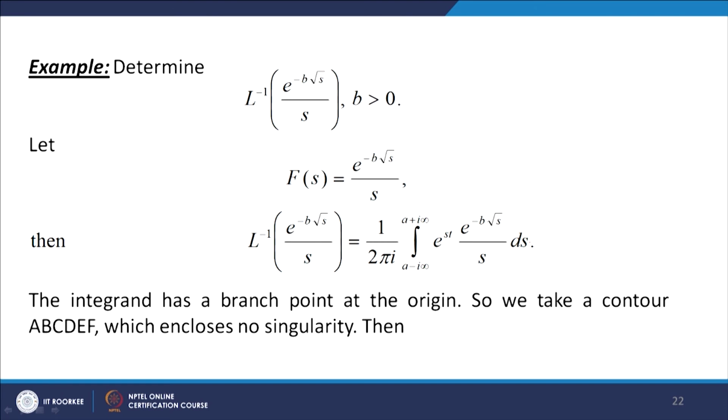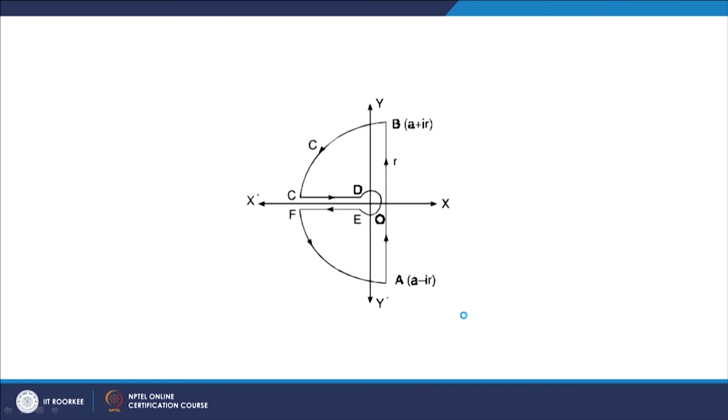Now, this integral has a branch point, because of this root s here. So, the integrand has a branch point at the origin. So, we take a contour abcdef which encloses no singularity. Let us see the contour we take. The singularity is at z equal to 0, we have a branch point. So, the contour does not enclose that singularity, and the contour is this: a b c d e f a.